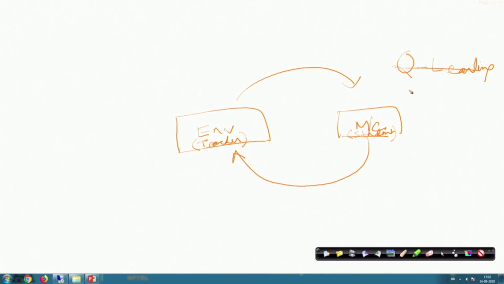This is Q learning, and this is more or less the overall idea, an analogy with Q learning. This is a specific type of reinforcement learning, and this is how it works.